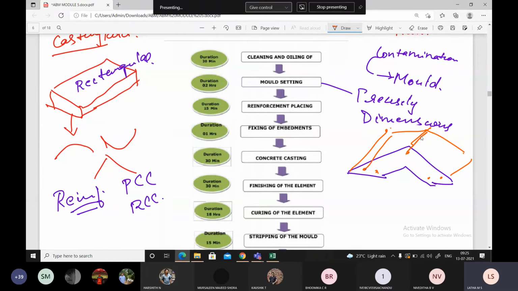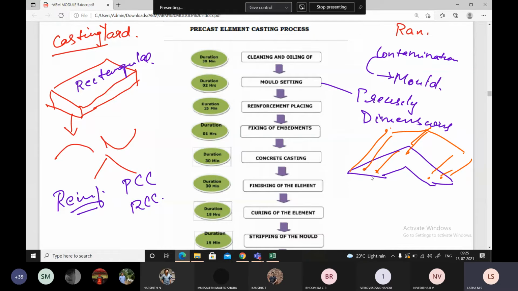Okay, this reinforcement has to be placed using the spacers. Then fixing of the reinforcement: you have to fix the reinforcement with the molds. It has to be precisely located and with the effective cover defined. Either it can be 25 mm, 20 mm or 30 mm, and maximum it can go to 55 mm also because of corrosion. So after you check everything, then you go for concrete casting. You have to pour the concrete. Then finishing of the element.